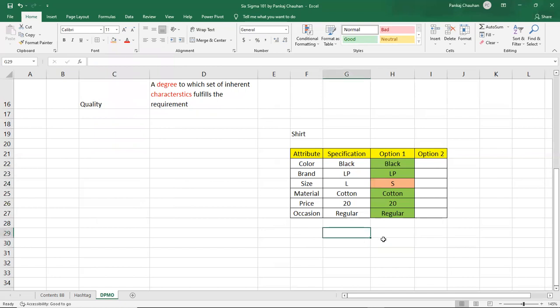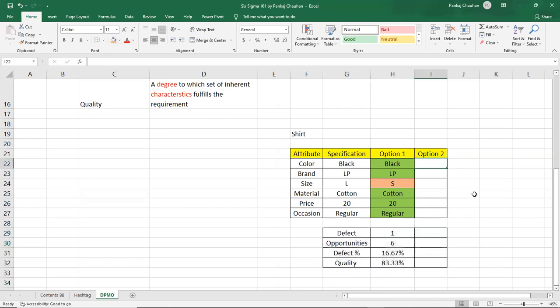Here the total defect you have is 1. Total opportunities you have are 6. So the defect percentage, if you calculate, will be 1 by 6, which is around 16% defects in your process. The quality will always be 100% minus the defect percentage, which means it comes to 83% quality. This is what your option number 1 is giving you.